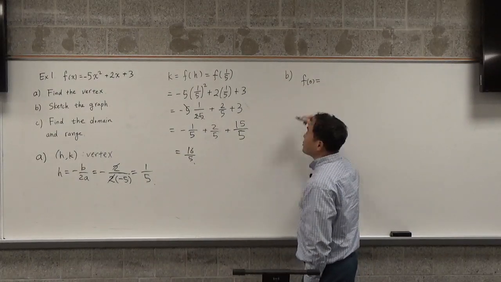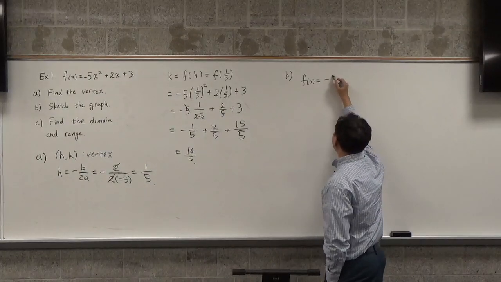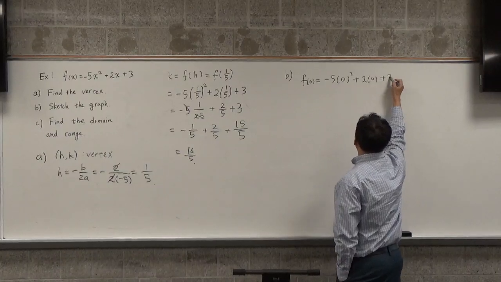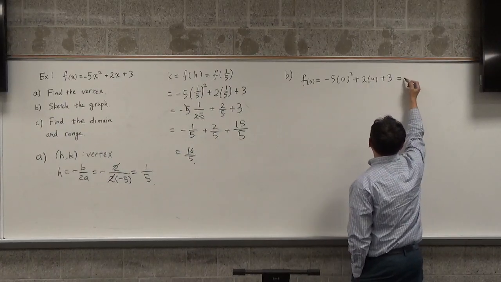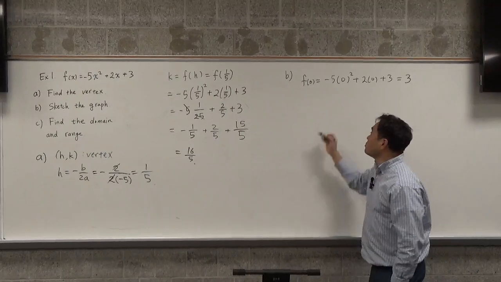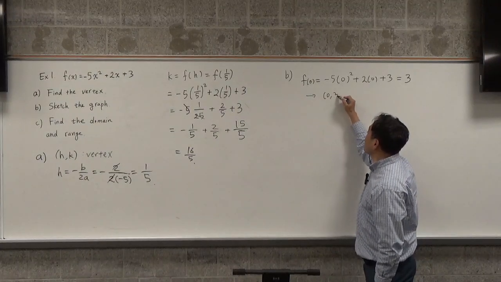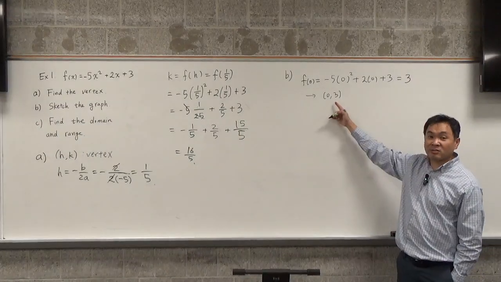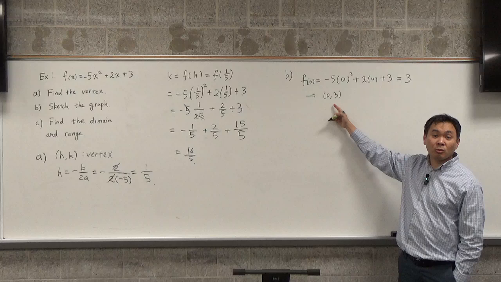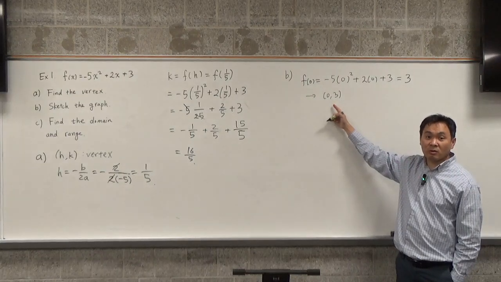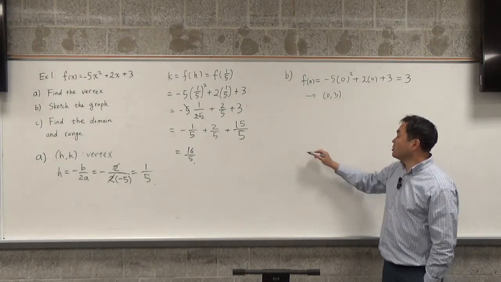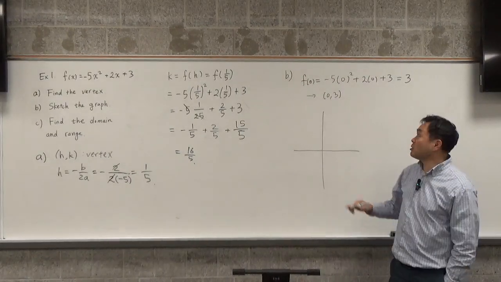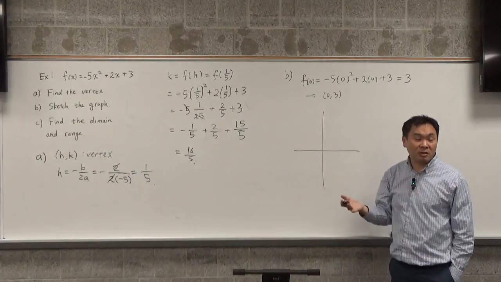If you evaluate the function at 0, then negative 5 times 0 squared plus 2 times 0 plus 3. Well, these are all zeros, so the only thing that you get is 3, which means 0, comma 3 is a point on the graph. This is actually on an axis. Which axis is this on? Y-axis. So this is a y-intercept. So by plugging in 0 into x, you end up with 0 comma something, which will be a y-intercept.